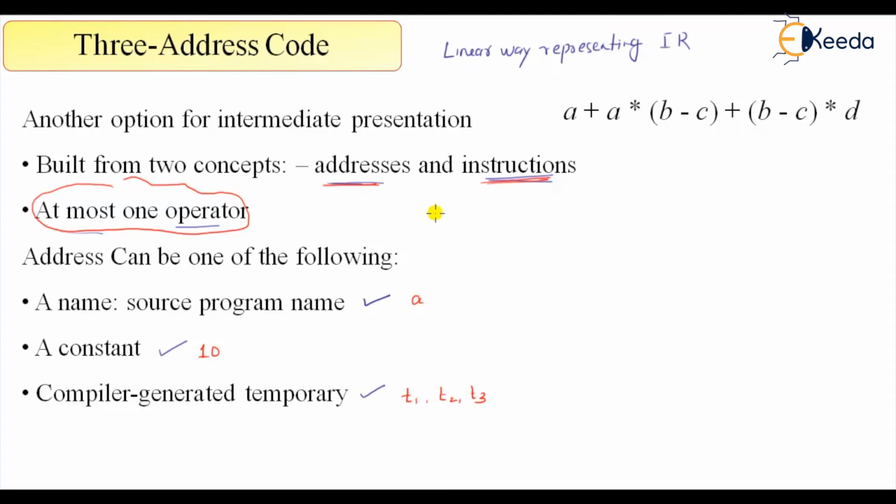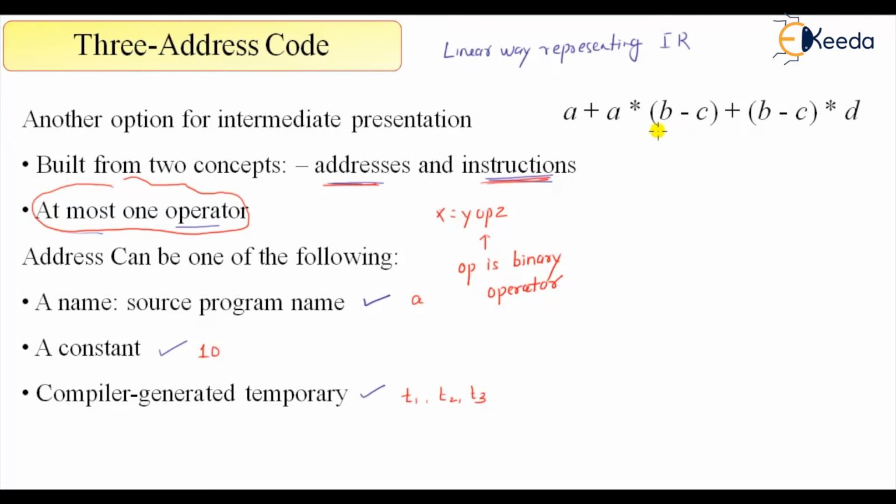x is equal to y op z, and here op is a binary operator, and I can have at most 3 different addresses. So let's apply the same concept to this particular expression, where it is written in this form.